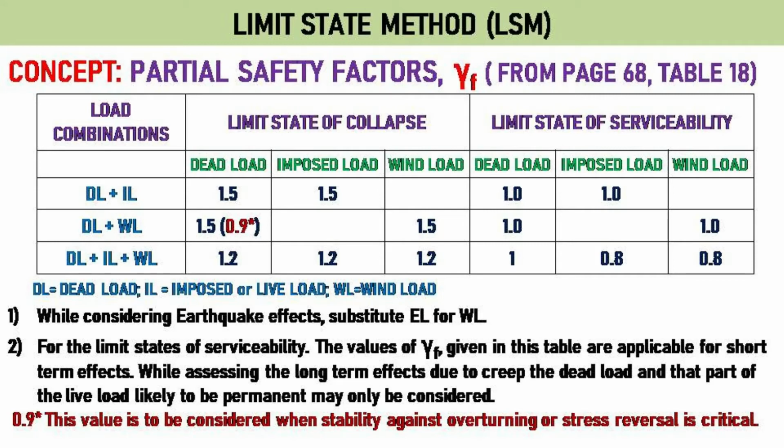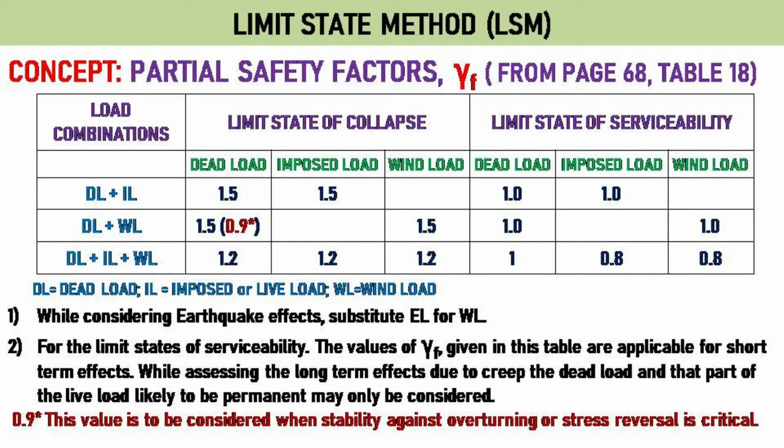Now, under limit state of serviceability criteria, a partial safety factor of 1 is taken for the combination of dead load and imposed load. A partial safety factor of 1 is taken when dead load and wind load are combinedly considered. And when dead load, imposed load, and wind load are combinedly considered, partial safety factors of 1 for dead load, 0.8 for imposed load and 0.8 for wind load are considered.